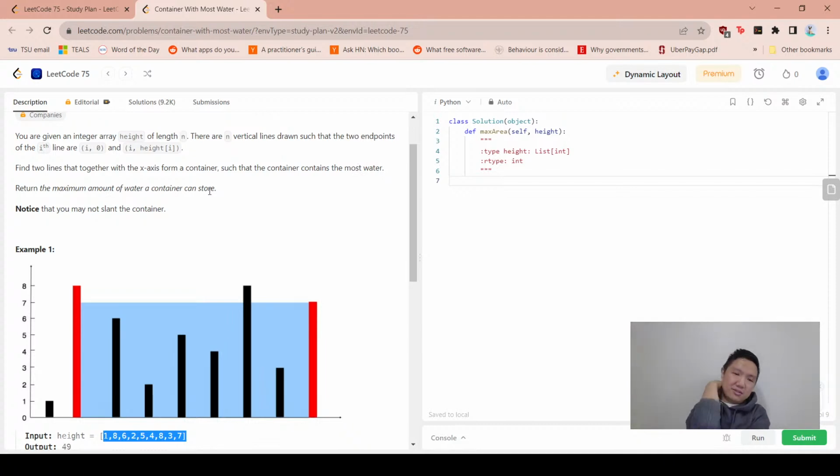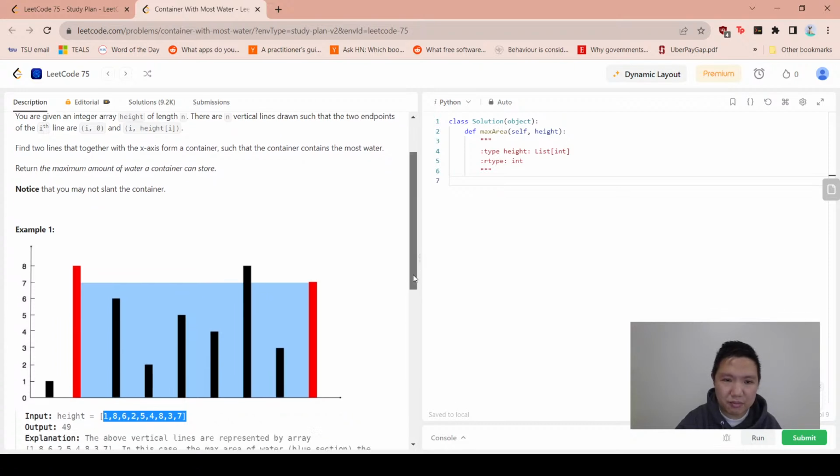Gotcha. So there are two parts here. Well, first, let's think about what this question actually means, because I think the question is not extremely obvious about what a container is. So basically, imagine if you have a line like this, okay? And then you start pouring water. Let's say it starts raining, okay? It starts raining, and this thing fills up.